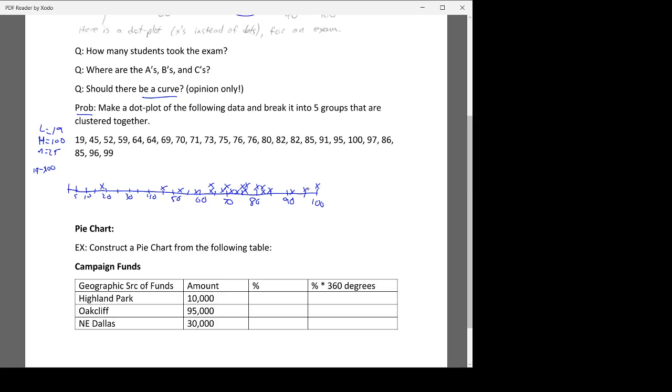In Excel, of course, you could order it. And then it looks like there's some trash on the end here. 97. Maybe these people turned in late or something. 86, 85s. Two 85s now. There's a 96 and a 99.